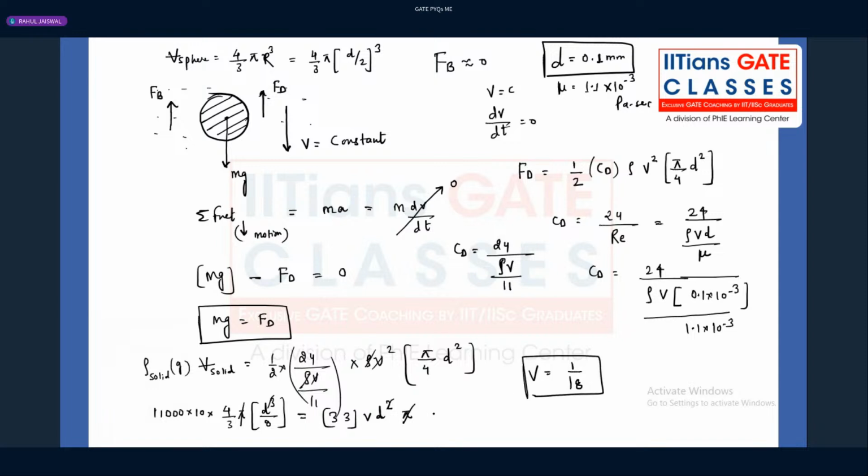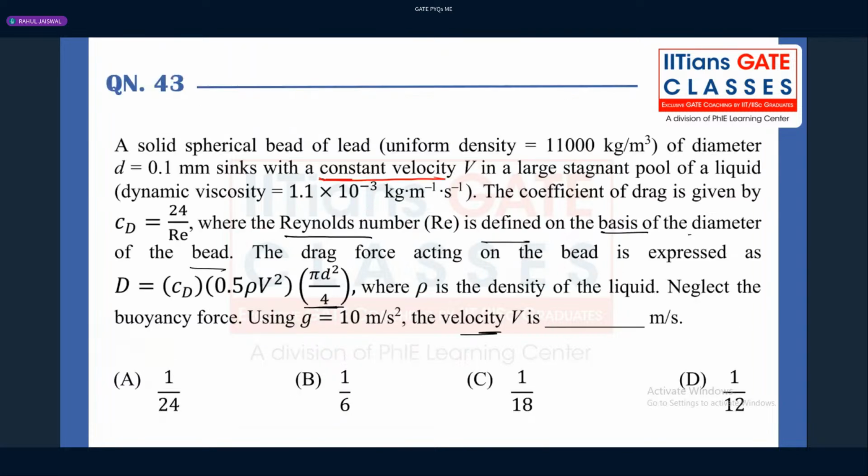You can see here 11,000. What we can do here? 11,000 into 10 into 4 over 3, d by 8, which is equal to 33 into V. D value, if you substitute 0.1 into 10 power minus 3, you can get the V value as 1 upon 18. 1 upon 18. That should be the answer for this particular velocity, in terms of what? Meter per second.